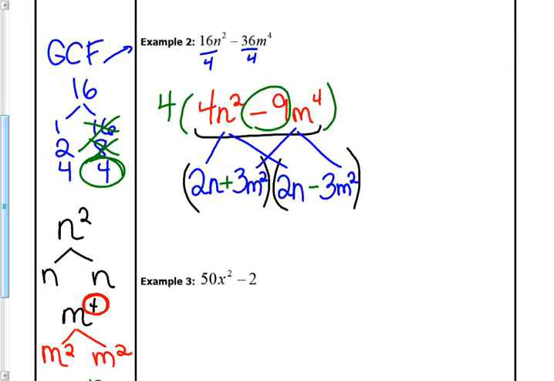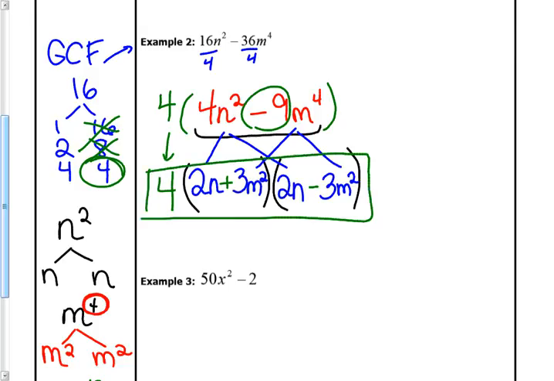And last step, we can't forget that we had that GCF of 4 that we removed, so we just have to go ahead and bring it down, make sure it's included in our final answer. So there you go.